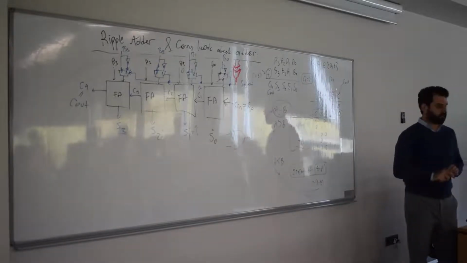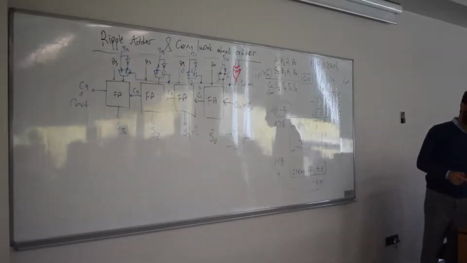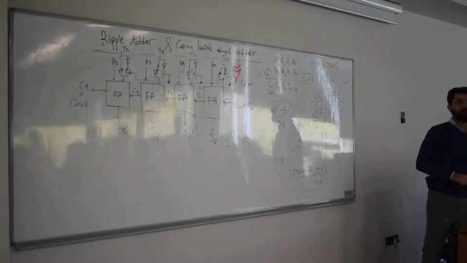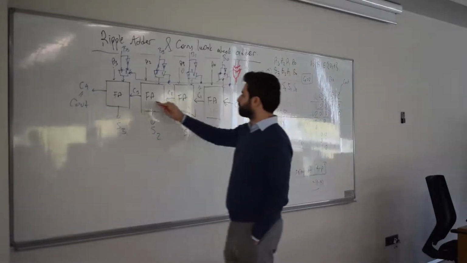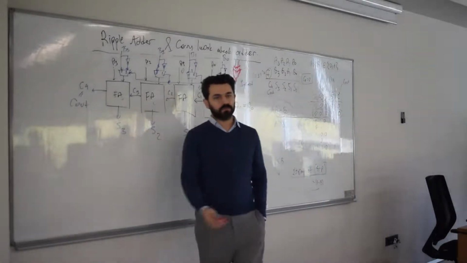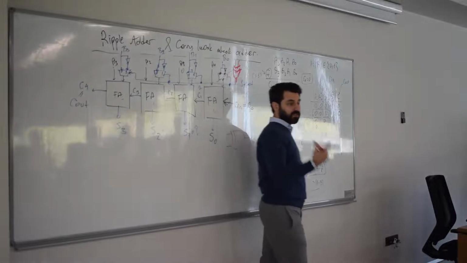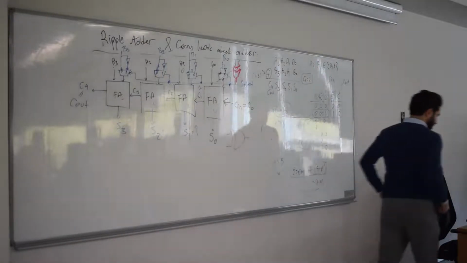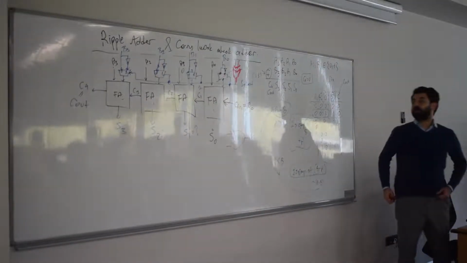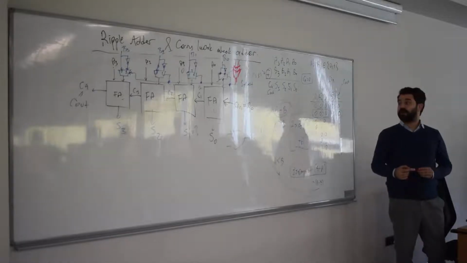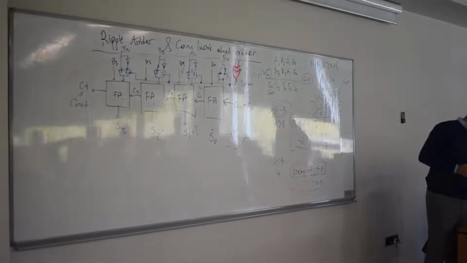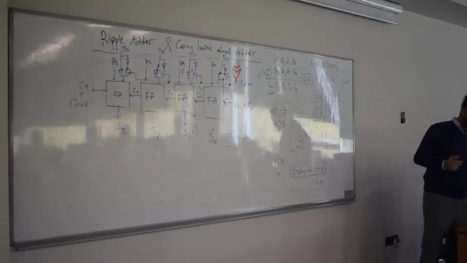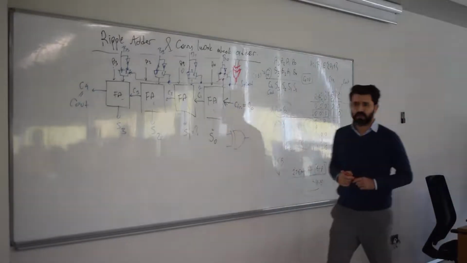Okay, you see that the idea here is to maximize the resource utilization. We only have 4 full adders, you see? And we are able to implement addition and subtraction at the same time. The only additional hardware is 4 different XOR gates. Okay? Any question here?